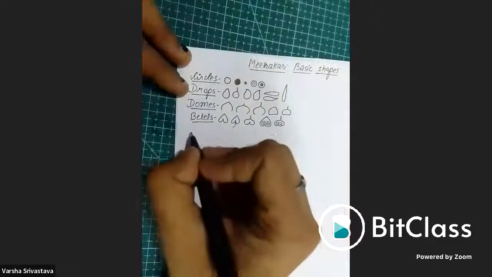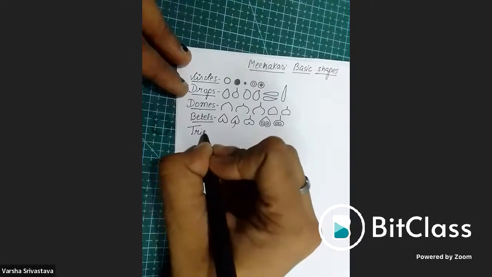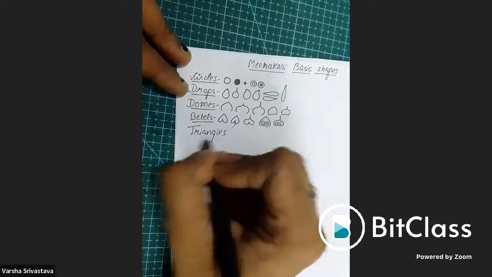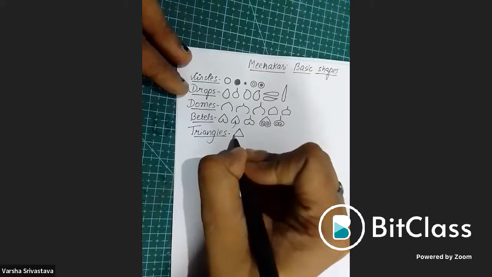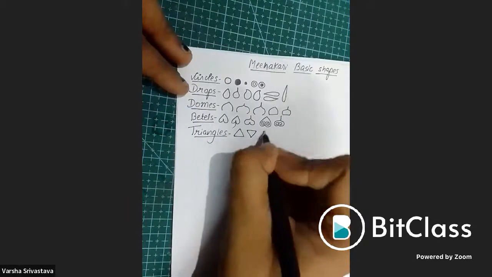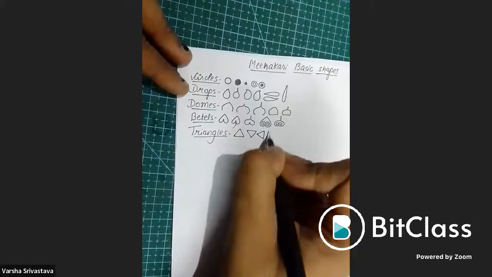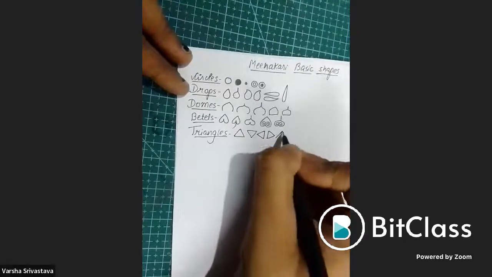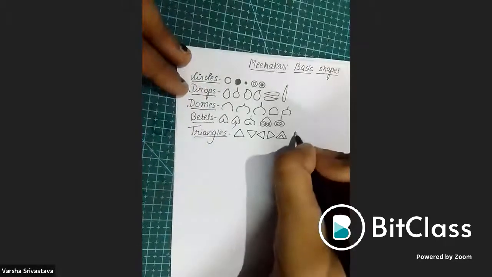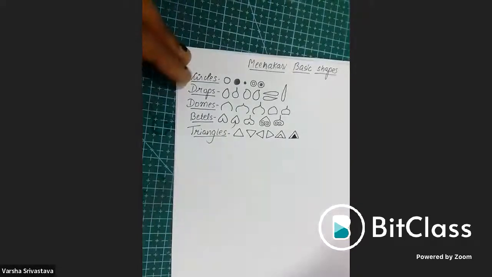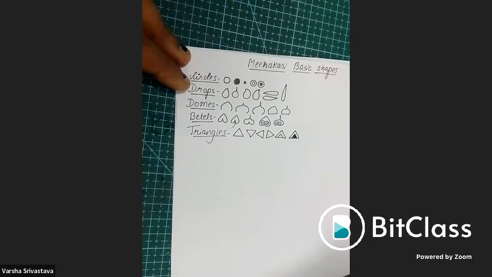Okay, now I'm going to make the triangles. For making the triangle, just make a normal triangle. Make it upside down. Make it sideways, left and right. And make a triangle. Make a hollow triangle inside this. And make a triangle and make a solid triangle inside this. Like this.